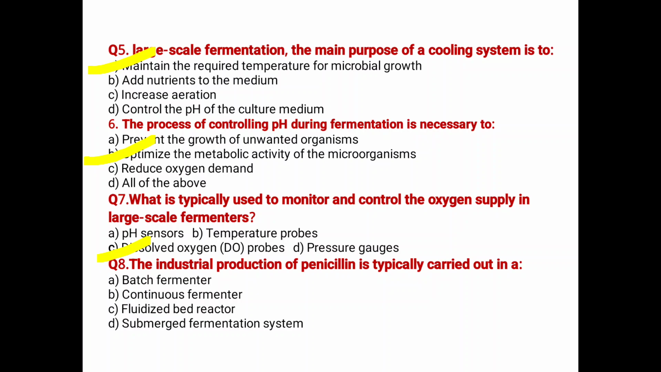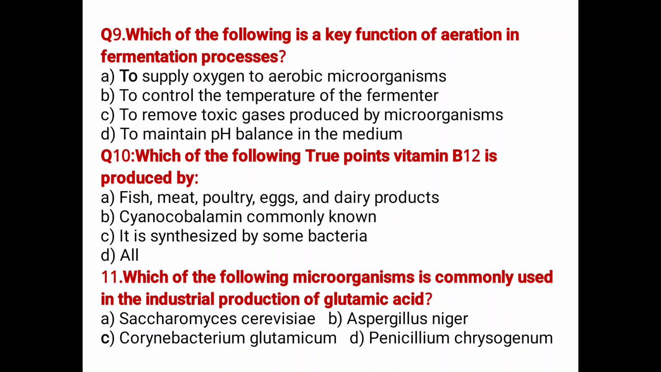Question number 8. The industrial production of penicillin is typically carried out in: A, batch fermenter; B, continuous fermenter; C, fluidized bed reactor; D, submerged fermentation system. The answer is batch fermenter. Penicillin is an antibiotic used to inhibit the growth of microorganism. So the industrial production of penicillin is typically carried out in a batch fermenter.